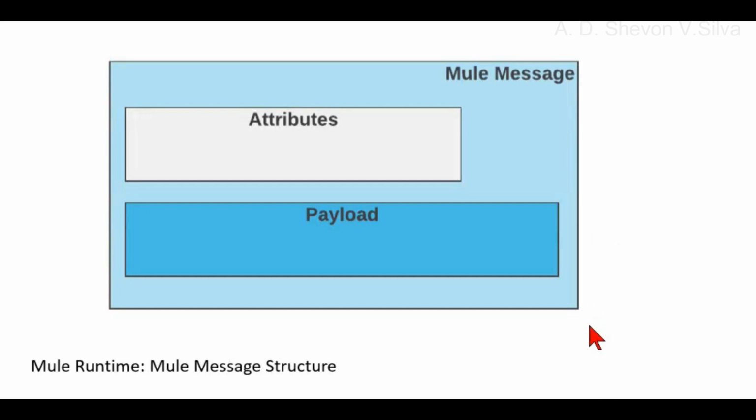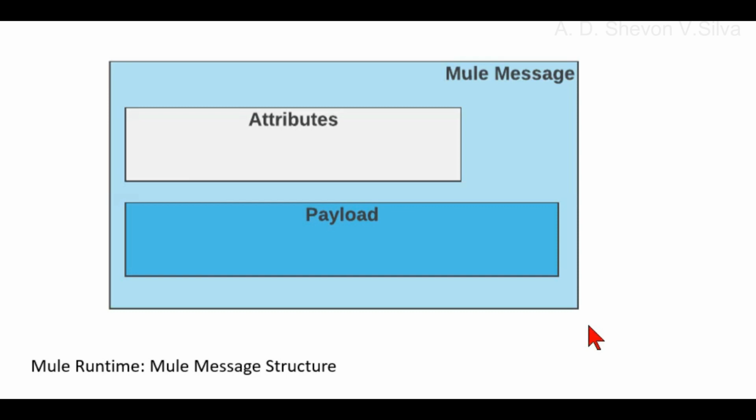Mule message is part of the Mule event that serves as a container for message content and metadata, typically from external sources, as it is processed within the flows of a Mule app. Mule message is immutable, so every change to the Mule message results in creation of a new instance.